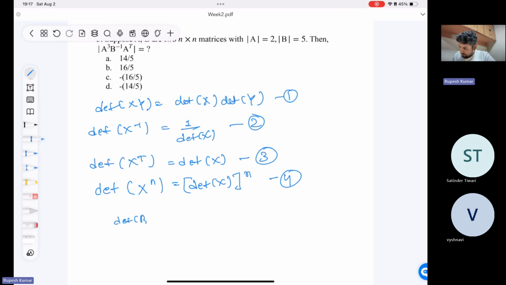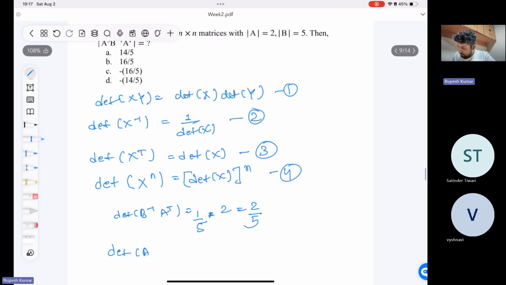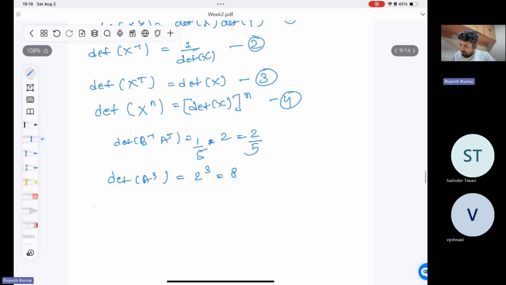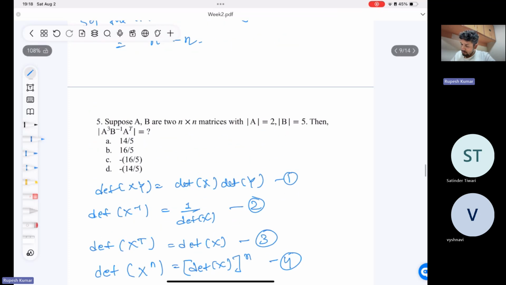Determinant of B inverse A transpose will be determinant of B inverse, which is 1 by determinant of B, which is 5, into determinant of A, which is 2, equals 2 by 5, right? Now, determinant of A cube would be 2 raised to power 3, which is 8, right? Now we can always say determinant of A cube B inverse A transpose is the product of these, 8 into 2 by 5, which is 16 by 5. So option B is the right answer. Fine. If you have any doubts, you can ask me. Otherwise, I think we should proceed.